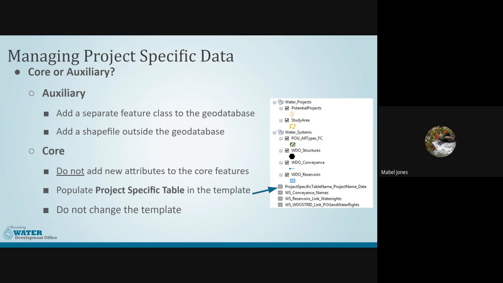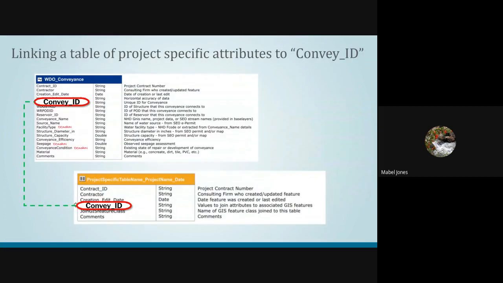So as an example, here's an example of linking a table of project-specific attributes to the conveyance layer. The conveyance feature class from our model is shown in blue with a blue header. And this feature class contains information on existing canals, ditches, pipelines, and so on. The convey ID is a unique identifier, and you can see the other attributes in this feature class.